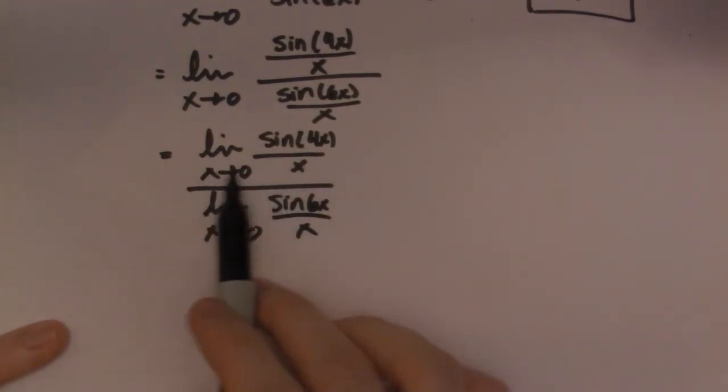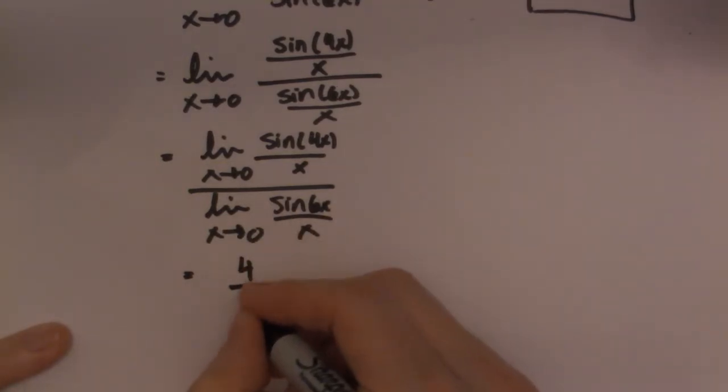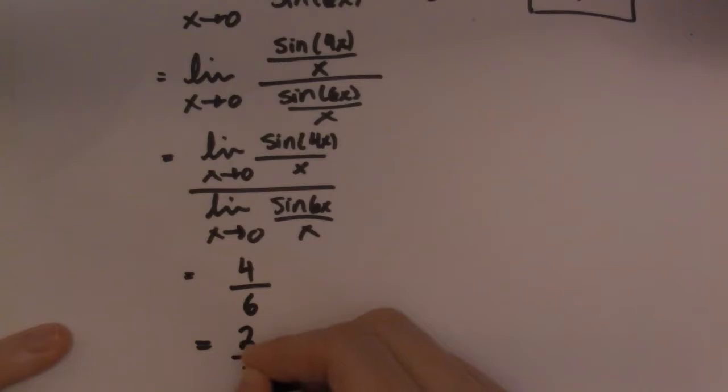So I can do this limit right here. Of course, that's simply 4. And then the limit right here is 6. So that reduces down to 2 over 3.